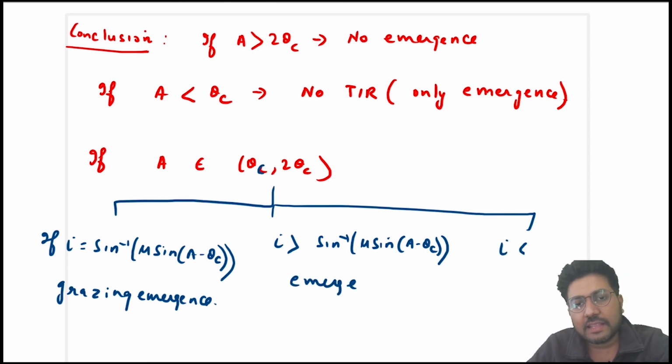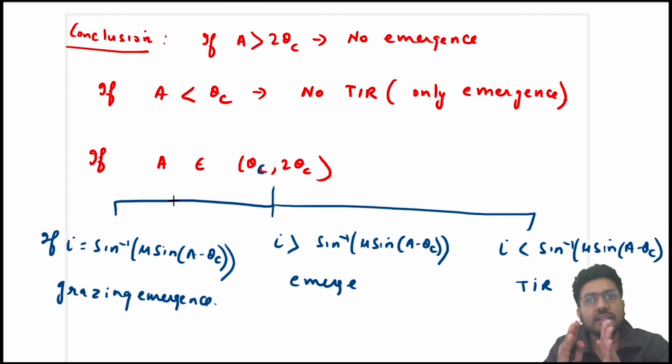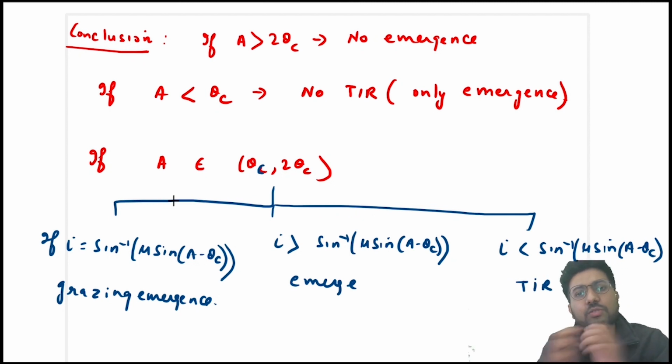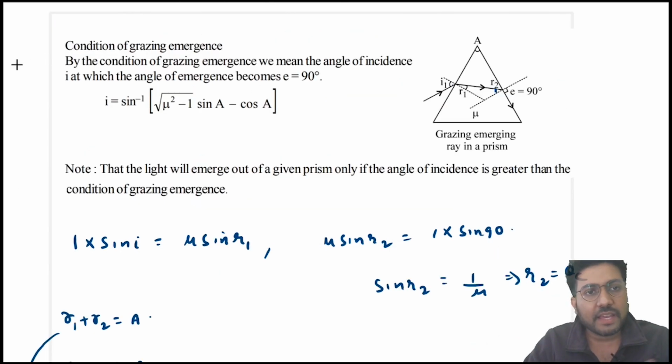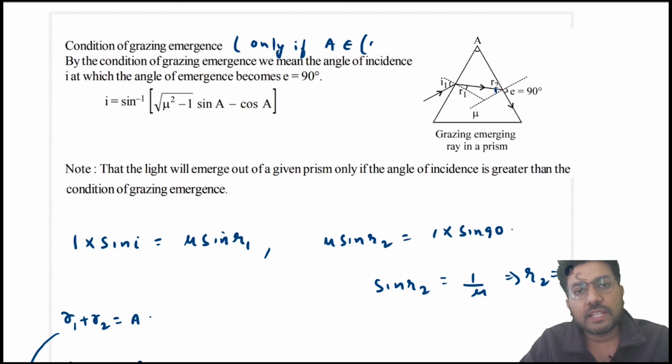And if I is less than sine inverse mu sine A minus theta C, in that case you will say TIR. So again I will repeat, if A is greater than 2 theta C, then there is no emergence, whatever be the angle of incidence. If A is less than theta C, then there is no TIR, whatever be the angle of incidence. But if A belongs to theta C to 2 theta C, in that case there are 3 cases. So this case that we have done, condition of grazing emergence, is only if A belongs to theta C to 2 theta C.